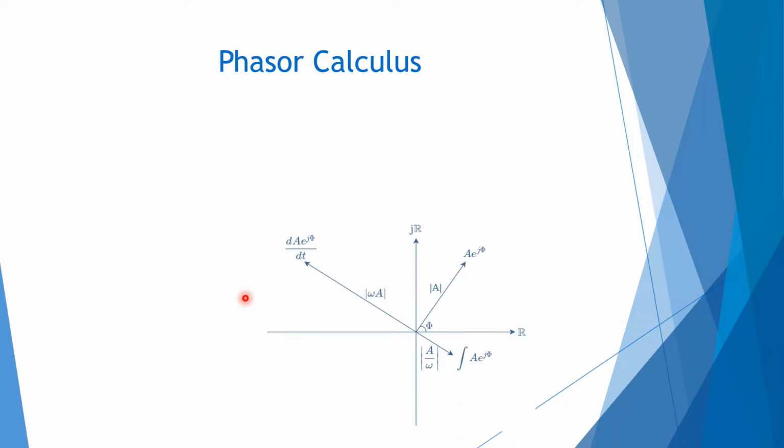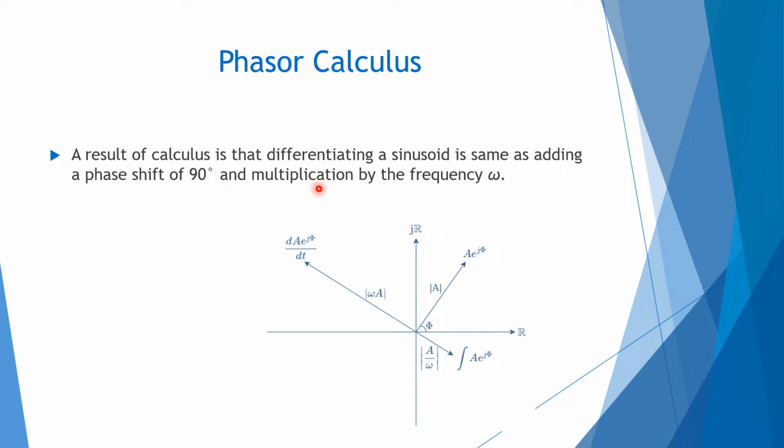So we will see why. And before we do that, we need to understand that you learned how to add sinusoids, you learned how to multiply sinusoids in the complex plane. So how do you differentiate and integrate sinusoids? There is a very nice result in calculus that we will now use, which says that if you want to differentiate a sinusoid, it is the same as adding a phase shift of 90 degrees to the sinusoid and then multiplying the amplitude of the sinusoid by the frequency omega. In the complex plane, this is even easier to see. You simply introduce a 90 degrees phase shift to it, and then you multiply its length by the frequency omega.